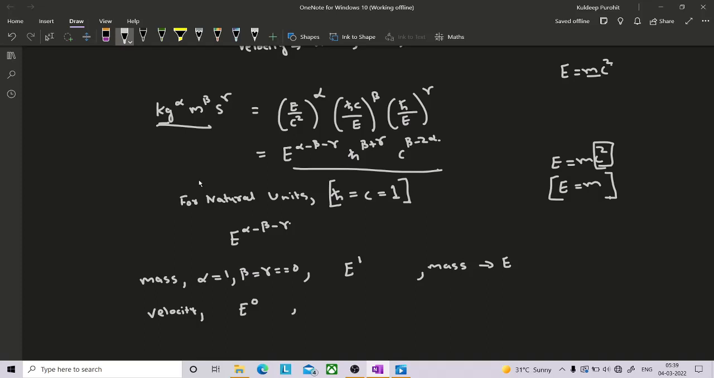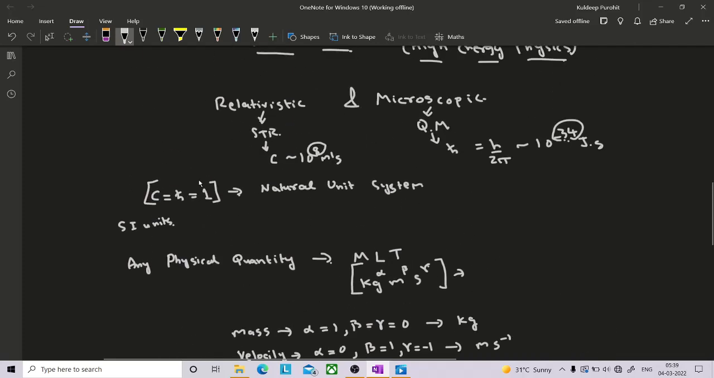Now suppose you want to convert from natural units to SI units. Then just plug in h to the power beta plus gamma and c to the power beta minus 2 alpha, and this will give you the correction factor. Just multiply that correction factor and you will go back to the SI unit system.